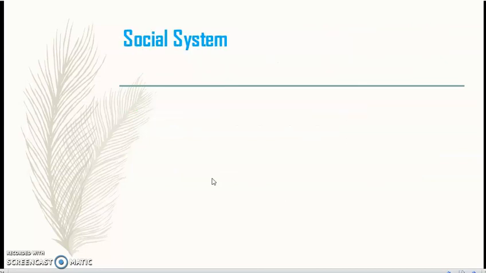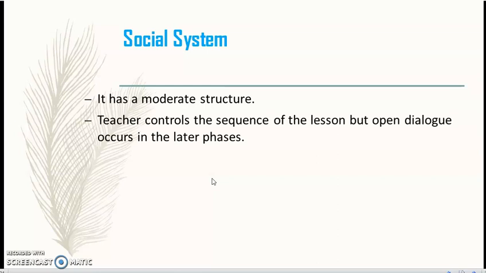Now the next component is the social system. As we have seen in the previous lecture, what exactly social system means and what it covers in every model that we would study. The first point under social system for the concept attainment model is that it has a moderate structure. Moderate structure means the role of the teacher and the student is equally distributed. Neither the teacher nor the student is given overall dominance in the classroom, but both play an equal role in carrying out the activities in the class using the concept attainment model.